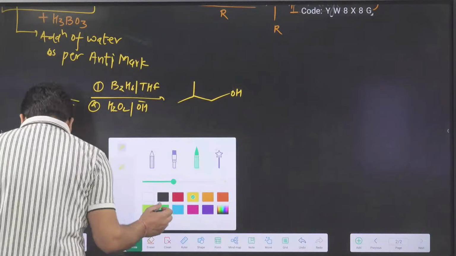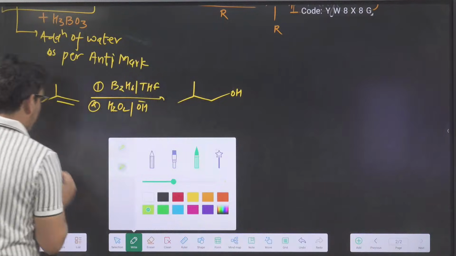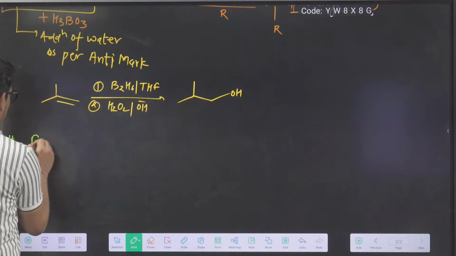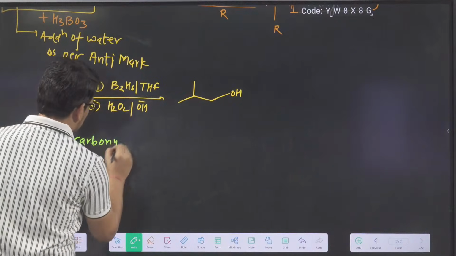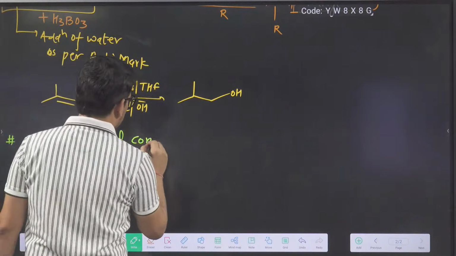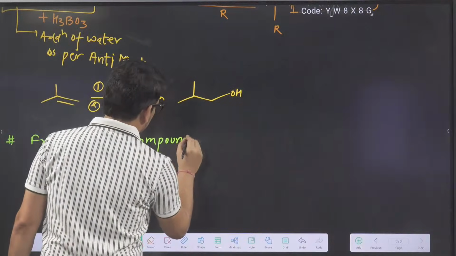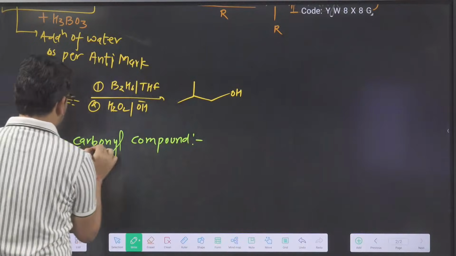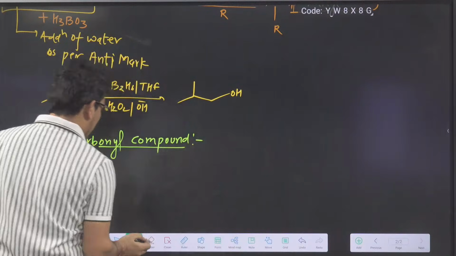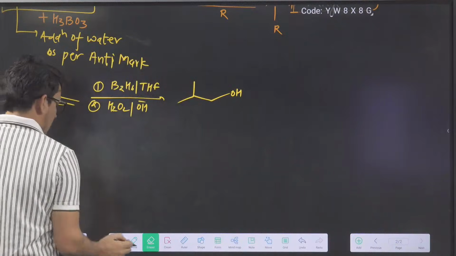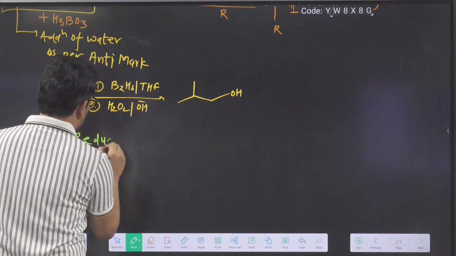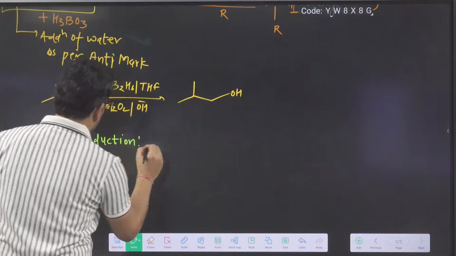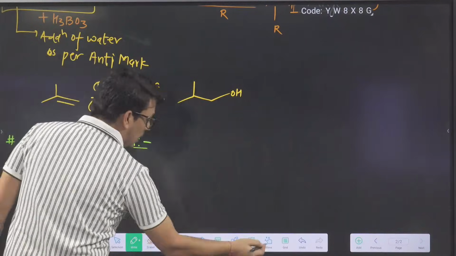Now the next preparation will be from carbonyl compound. From which compound? Carbonyl compound. Better I'm saying here, by reduction. The second preparation will be which one? By reduction.